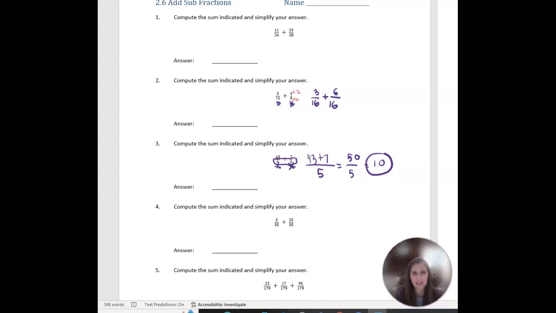Now I have a common denominator, which is 16. I add my tops, 3 plus 6 all over 16, which is 9 over 16. There's nothing that will reduce into 9 and 16, so that's my final answer. Now number 1 is a little bit more complicated.